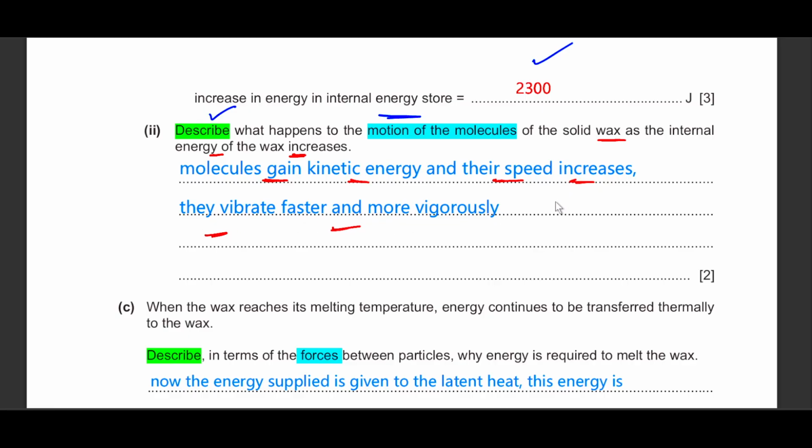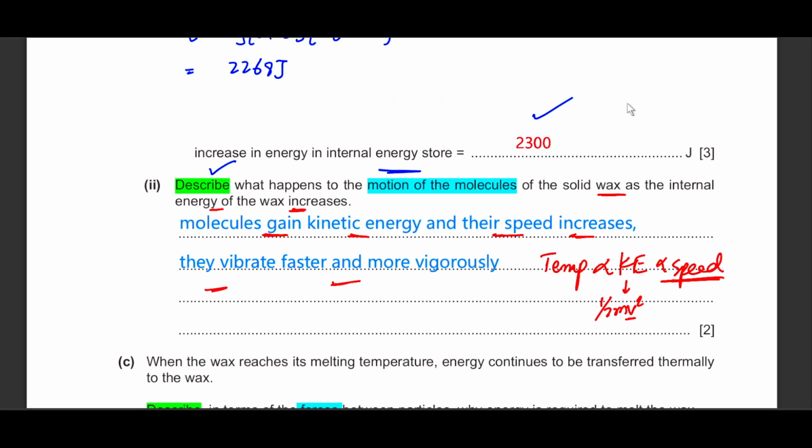This is from the kinetic model of matter. The temperature of a system is proportional to the kinetic energy of the system's molecules, which is then again proportional to the speed of the molecules. Why do we land on speed? Because kinetic energy is half mv squared. Our final conclusion is speed, because it's actually the speed that's changing. And what's happening to mass? You see, if you're talking about oxygen, nitrogen, or carbon dioxide, any gas you're talking about.